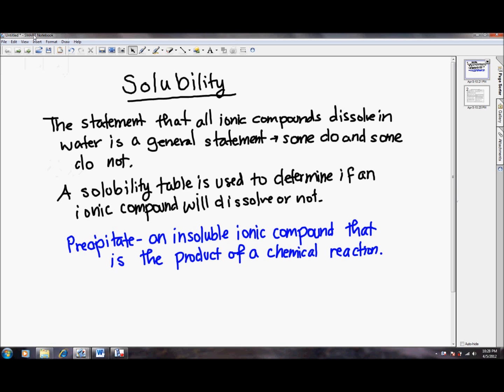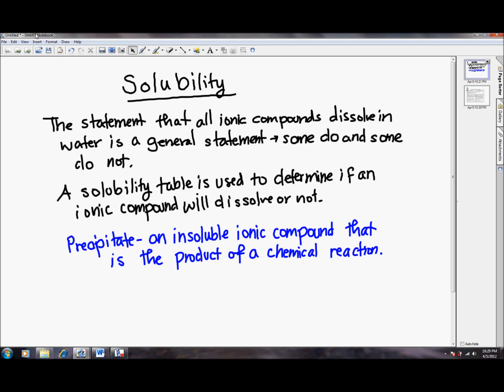One important concept in understanding certain types of chemical reactions is solubility. We discussed solubility previously in terms of defining it as a very common property for ionic compounds. However, the statement that all ionic compounds dissolve in water is a very general statement. Many ionic compounds dissolve well in water, however, some dissolve very poorly or not at all in water. We have to use something called a solubility table to determine if an ionic compound will actually dissolve or not.